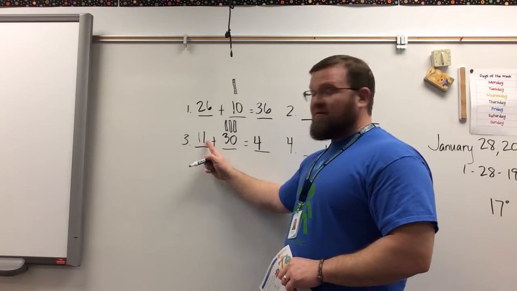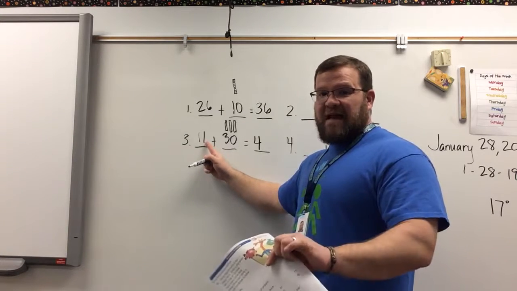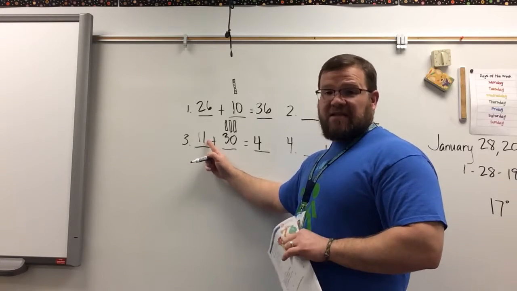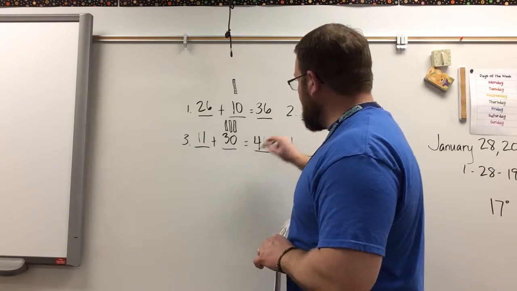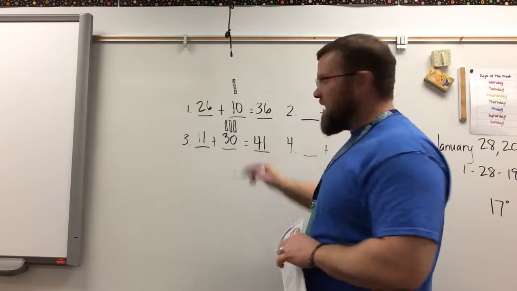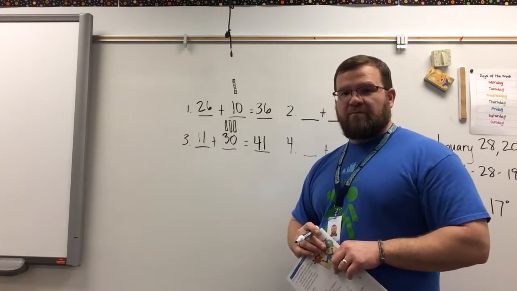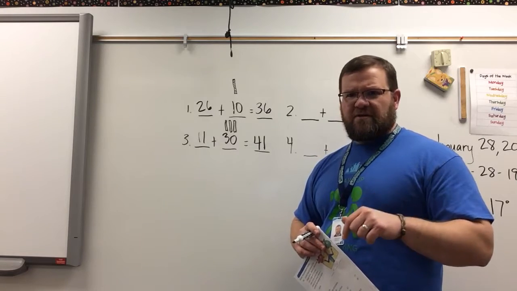I'll have a 4 in the tens column. But remember, I still have a 1 in the ones column, and I didn't add anything to it. I didn't take anything away from it, and so that has to stay the same. So I have a 1 over here in the ones column, so I have 41. 11 plus 30 makes 41. Starting to make a little more sense?